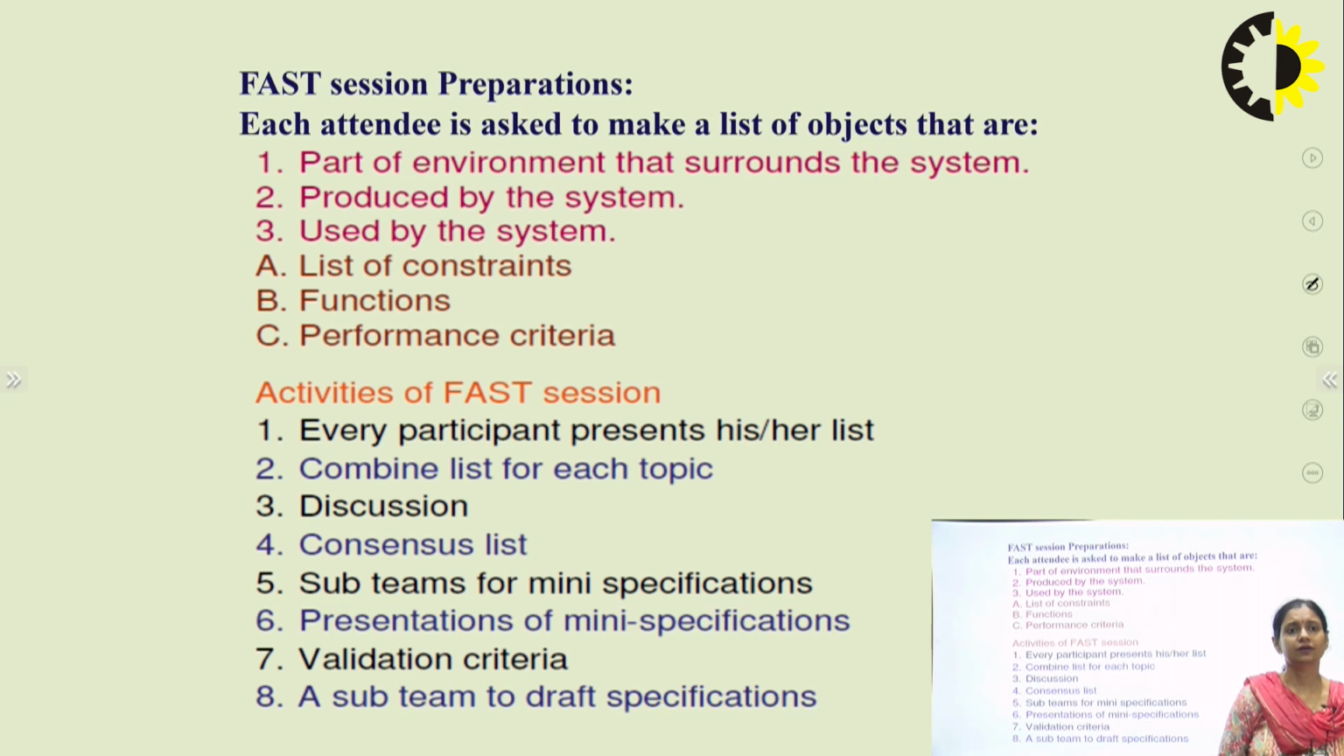Now if we talk about the FAST session preparations, these are the activities or the list of objects that each attendee is asked to make. What is a part of the environment, what is produced by the system, used by the system, the list of constraints, functions, performance criteria. So these are all the objects that are included in the session.